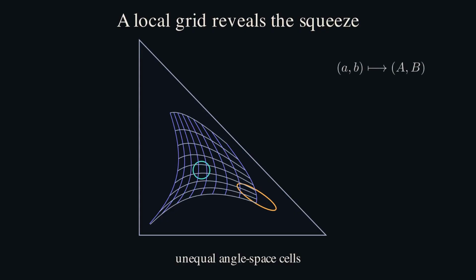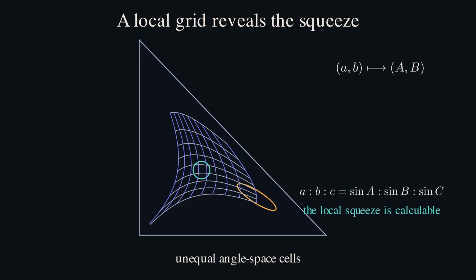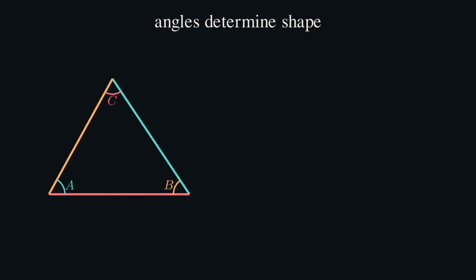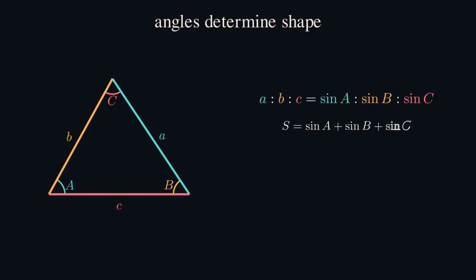Fine, but we can do better than a map analogy. We can calculate the exact local squeeze, and it comes from a very old fact about triangles. Their sides are proportional to the sines of their opposite angles. If a triangle has angles a, b and c, the sine rule says its sides have the ratio sine a to sine b to sine c. Since our perimeter is 1, the actual normalized sides are sine a divided by the sum of all 3 sines, and similarly for b and c. Also, c is pi minus a minus b, so 2 angles determine everything.